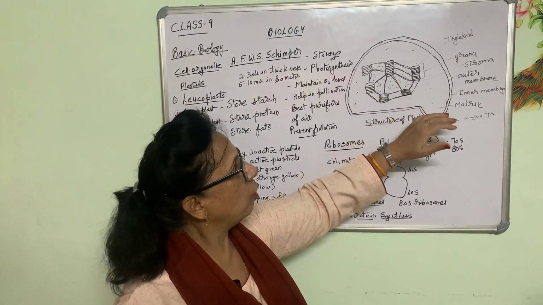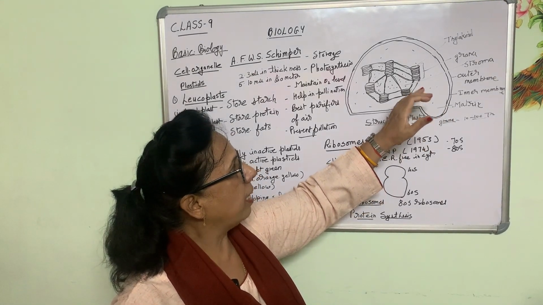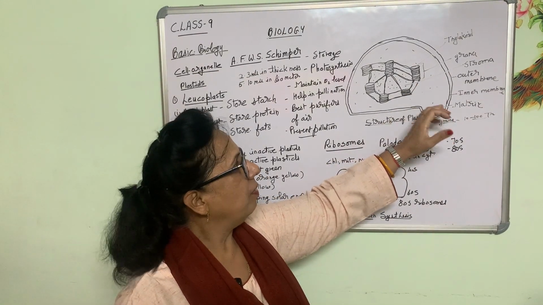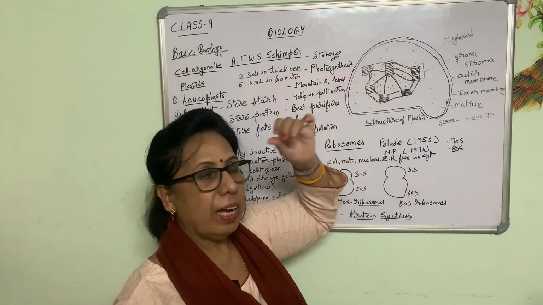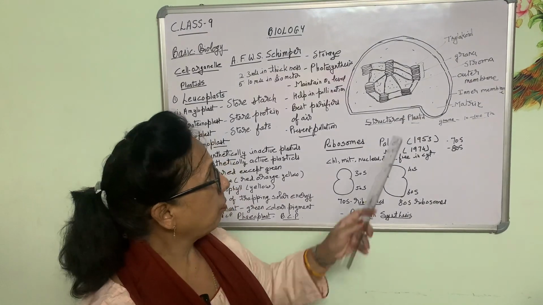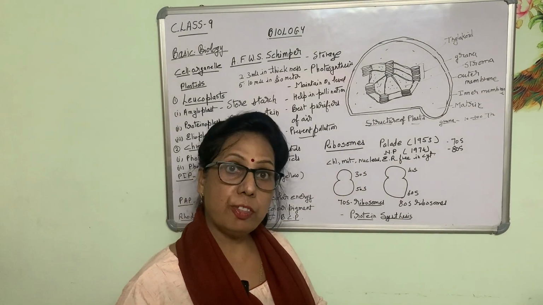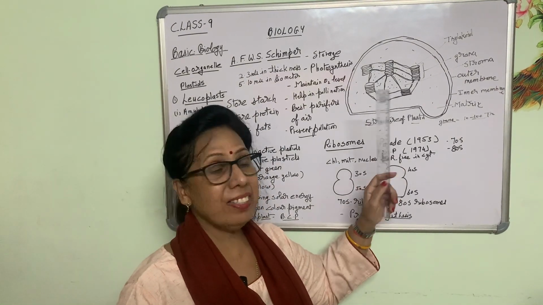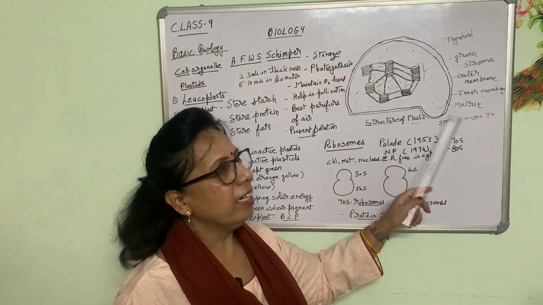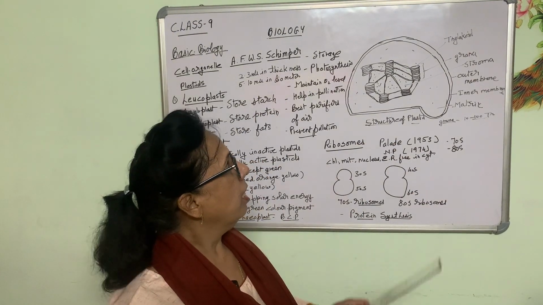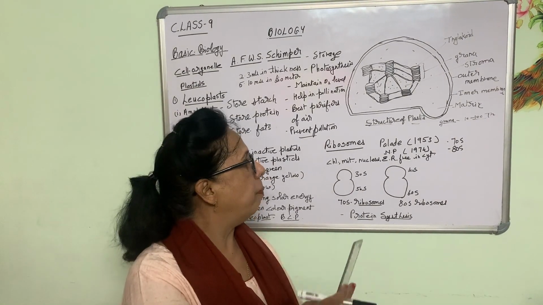The fluid which is present outside, between the granum and the inner membrane, that is the matrix. And the fluid which is present between the granum lamellae, that is called the stroma. Fluid present inside this is the stroma, and fluid present outside this is the matrix. Now granum, a thylakoid plate-like structure kept one above the other.